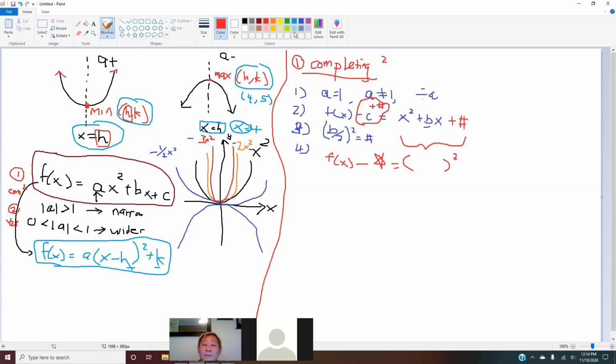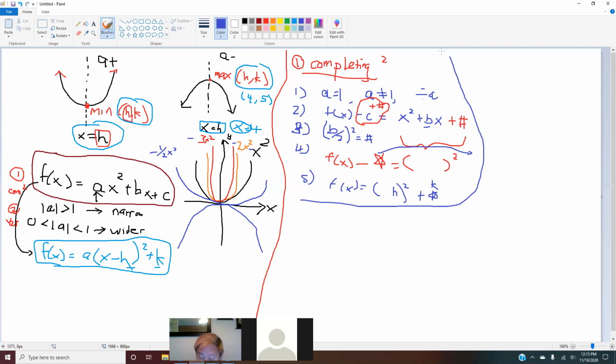And then the fifth step, actually there's one more step, is to make f(x) by itself. So you have to move this back over there. This is what we call completing the square. And you will get an h in here and a k in here. So doing these 5 steps is tedious. Yes, it's difficult. I didn't say it's easy. There's no shortcut to completing the square. This is the only way to do it.